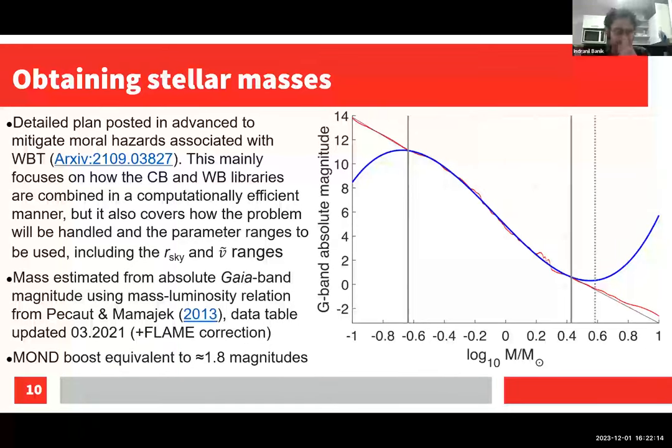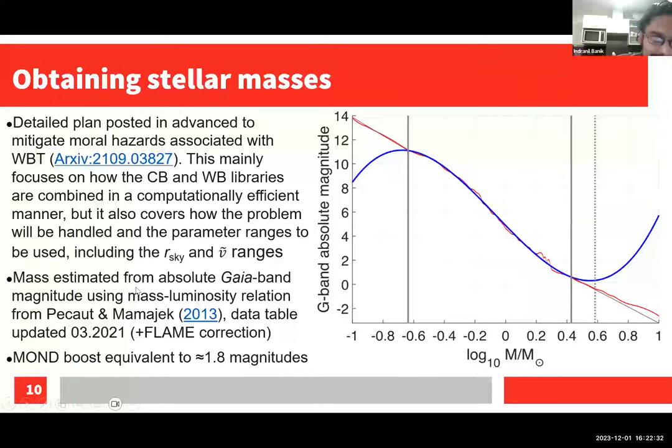Now, regarding the stellar masses, I should say there were only some very minimal changes made to this plan, and they don't really affect much. They're explained in the paper, exactly how we changed it and so on, but very minimal changes were made.